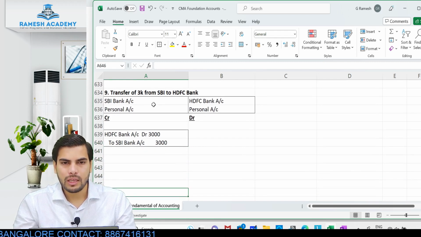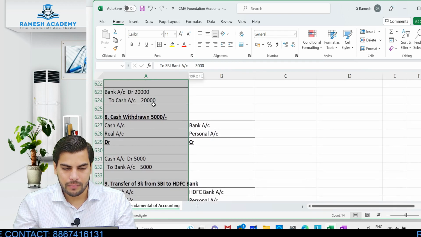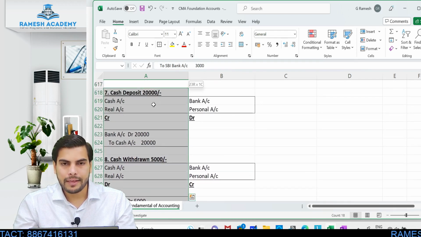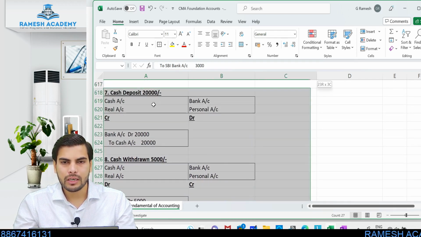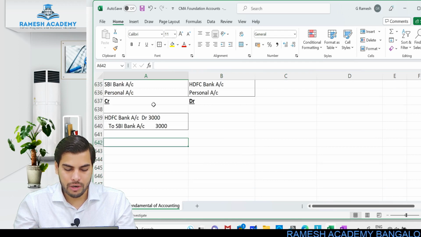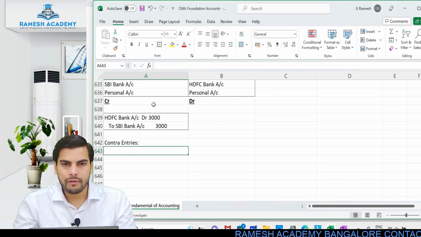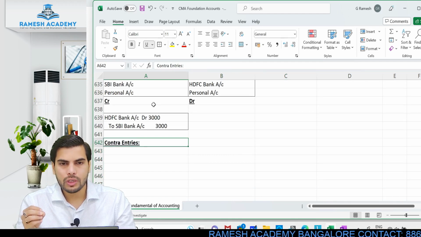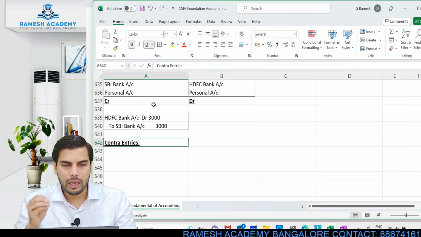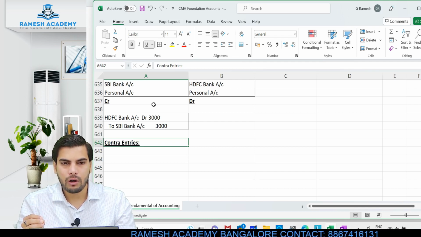If you observe carefully, whether it is deposit of cash, withdrawal of cash, or interbank money transfer, these three transactions would be treated as what? They will be treated as contra entries. So remember compound entries. What are compound entries? Those journal entries wherein either more than one account will be debited or more than one account will be credited. Such entries we call compound entries.